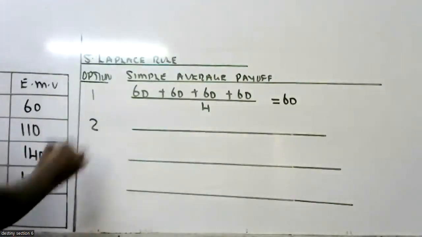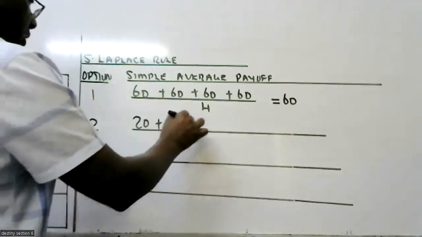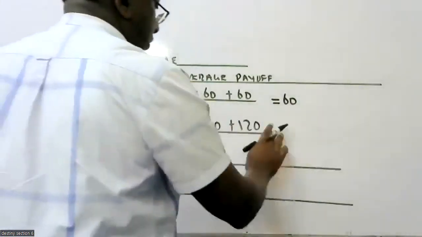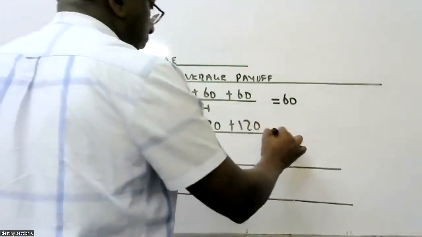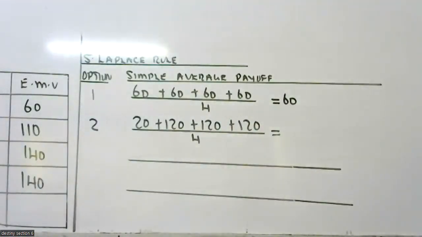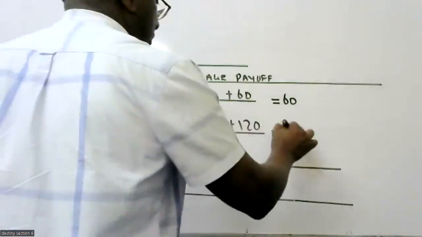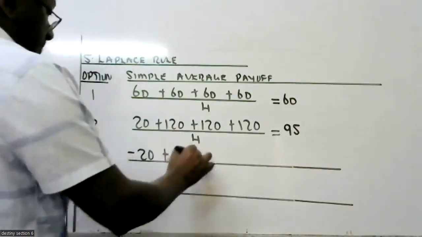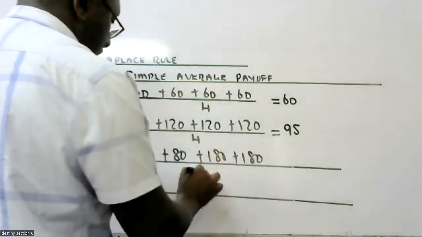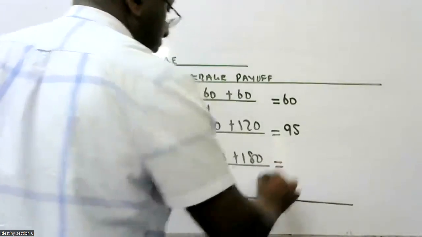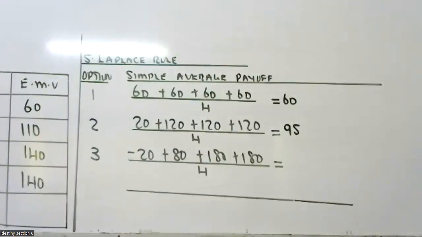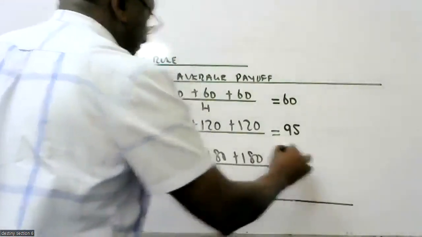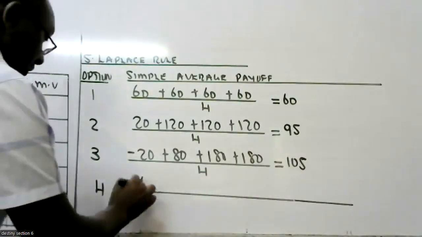You come to option number 2, you pick the pairs. 20 plus 120 plus 120 plus 120. You divide that by 4, because there are 4 of them. Number 3, you have minus 20 plus 80 plus 180 plus 180, you divide by 4. One zero five.